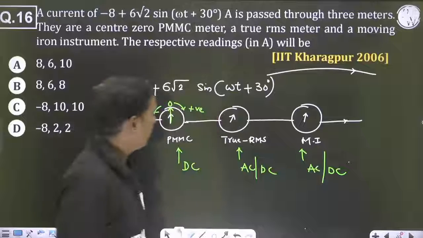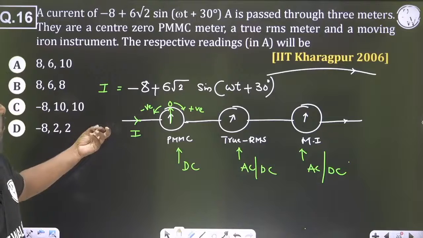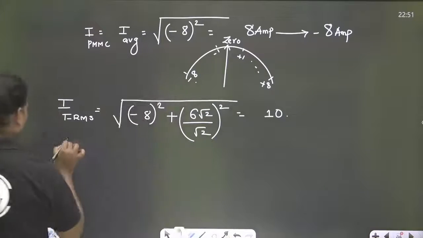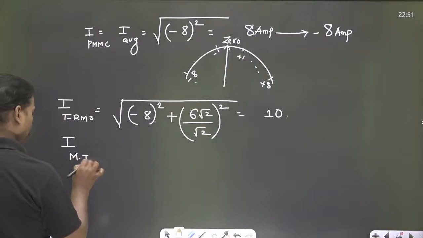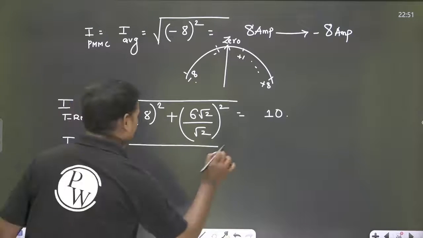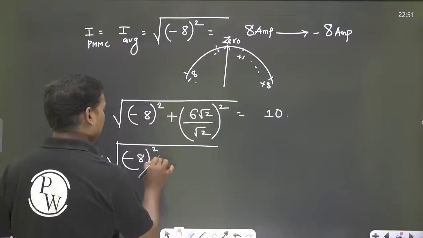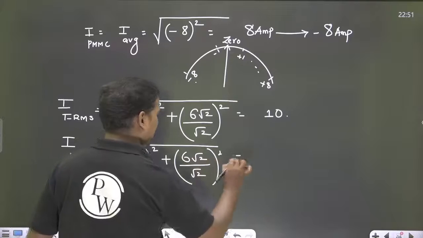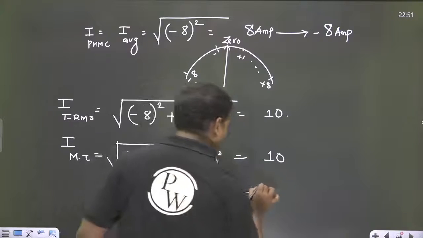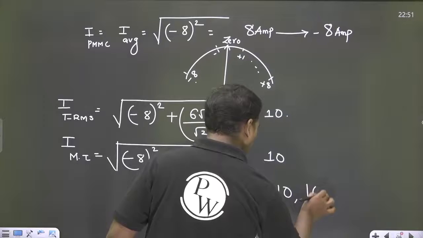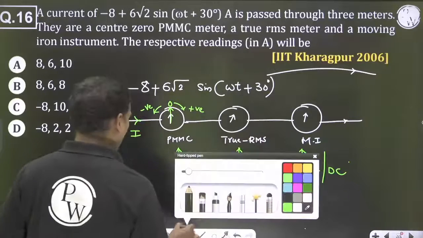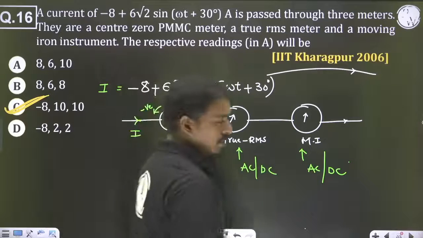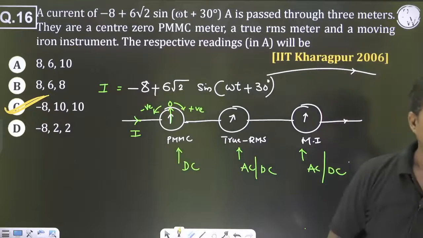Similarly, other moving iron instrument also reads RMS. So moving iron, that is minus 8 whole square plus 6 root 2 by root 2. That is, the right answer will be minus 8, 10, 10. So the option goes to minus 8, 10, 10. C is the right one. Option C.